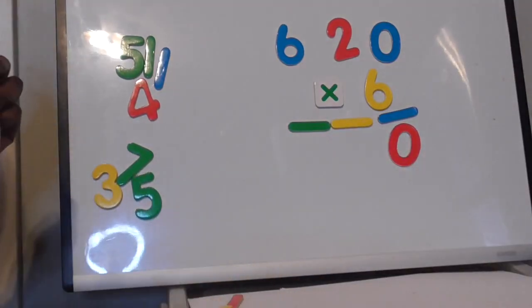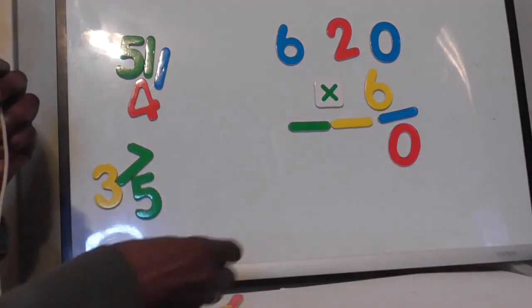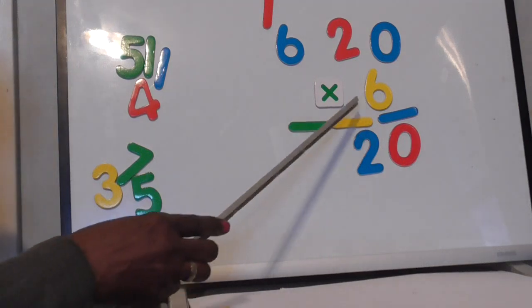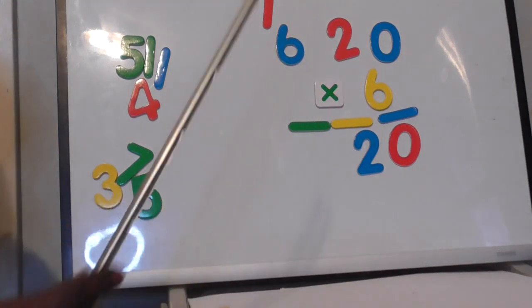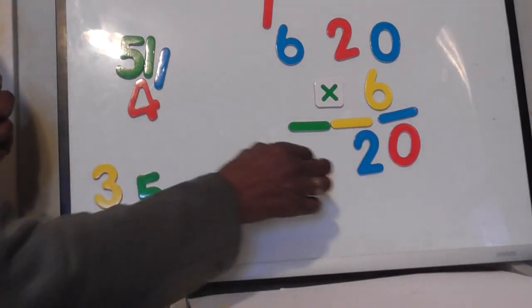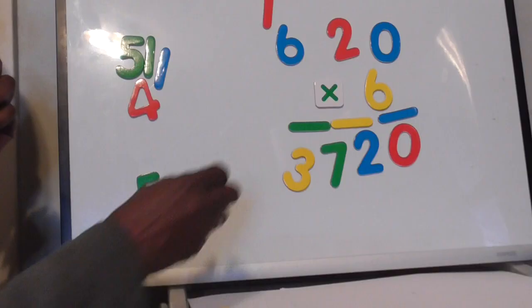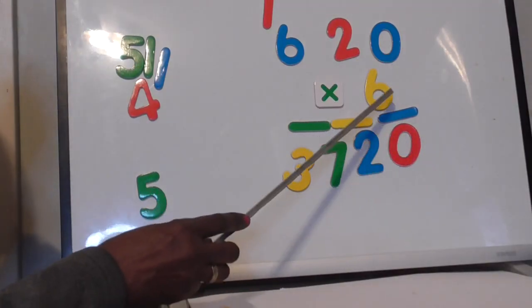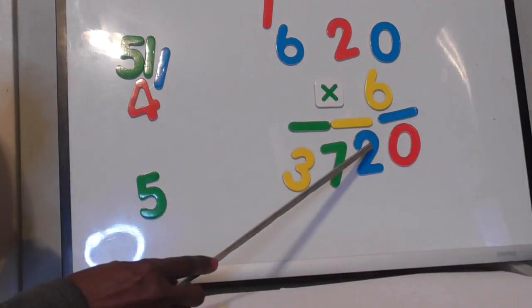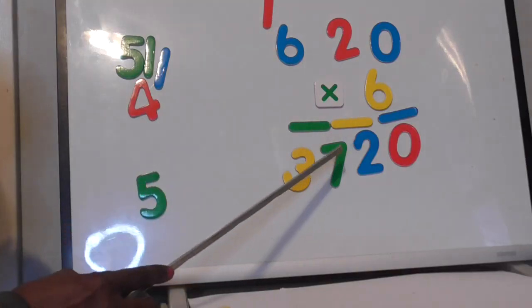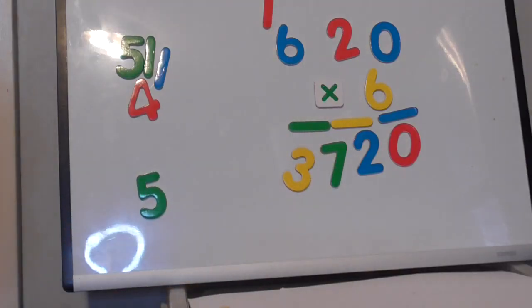Then we have 6 times 2, which is 12. Put the 2, and what do we do to the 1? We carry it. 6 times 6 is 36. What do we do with this 1? We add it. 3,720. How do we get that? 6 times 0 is 0. 6 times 2 is 12. 2, carry a 1. 6 times 6 is 36. With the 1 is 37. So 620 times 6, the answer is 3,720.